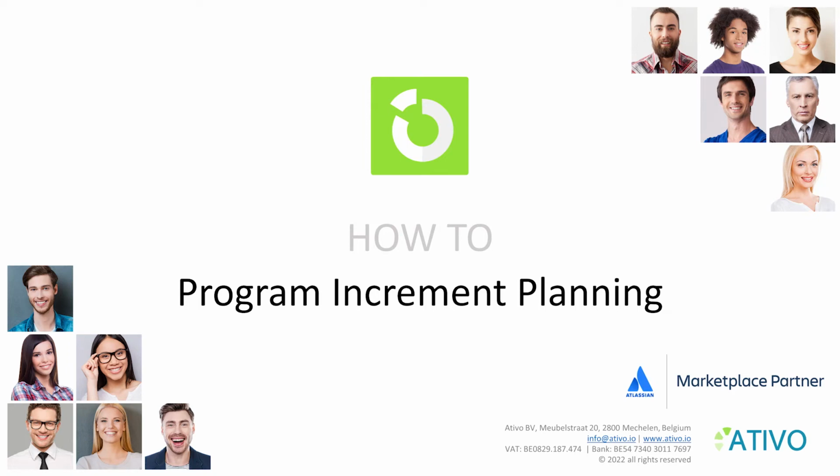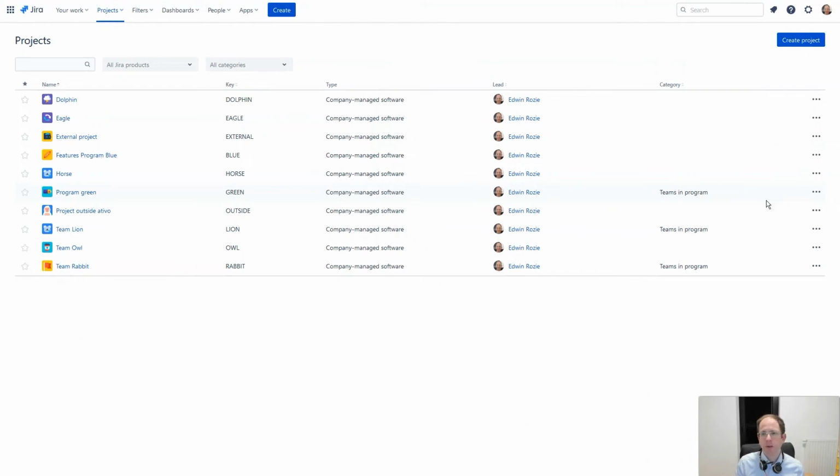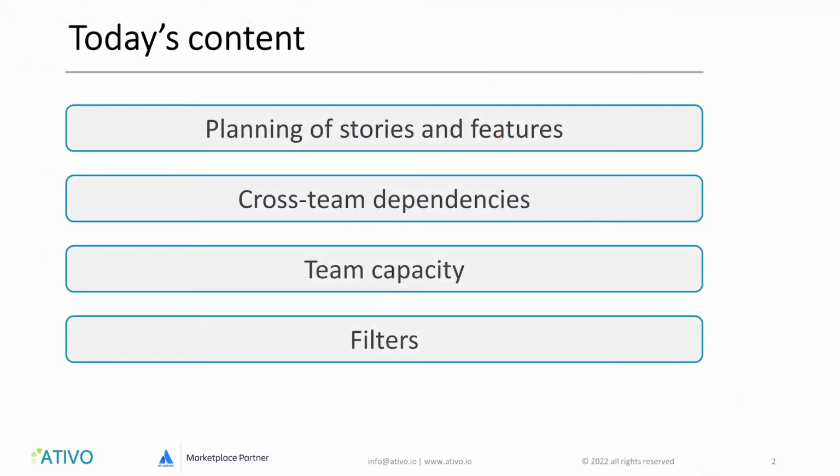Hello, in today's video we'll show how a product owner, scrum master or team member can participate in the program increment planning with Ativo Programs for Jira. We will cover the basic functionalities, planning of stories and features, cross-team dependencies, team capacity and handy filters.